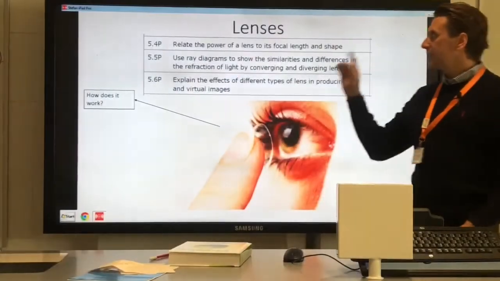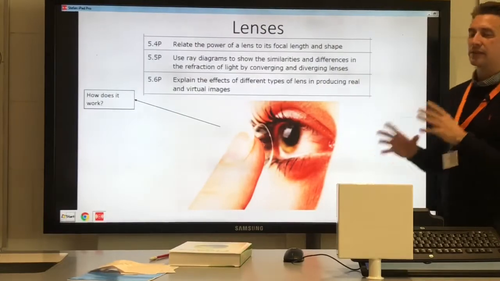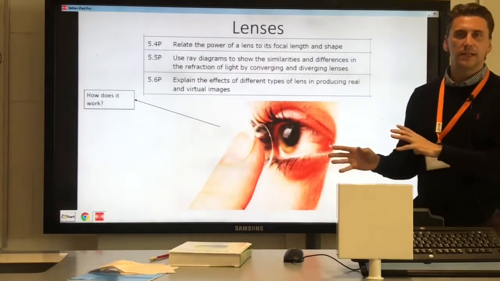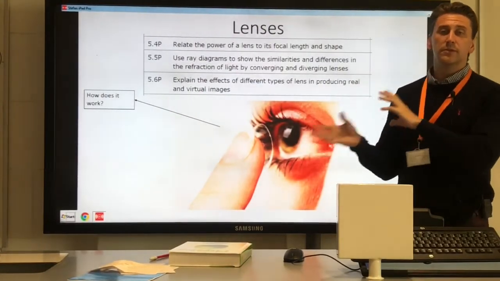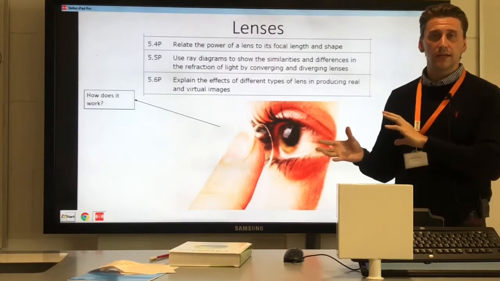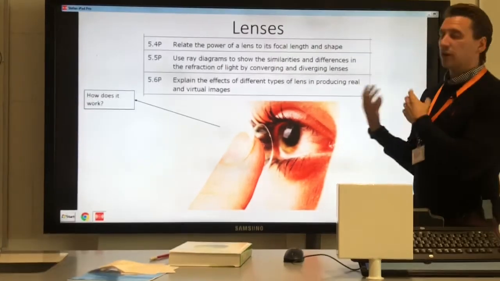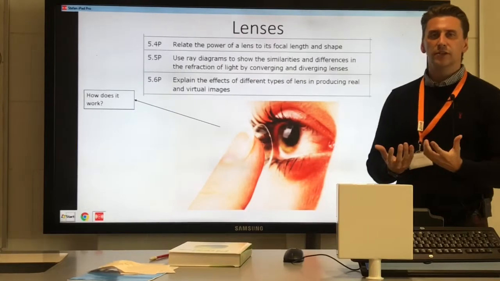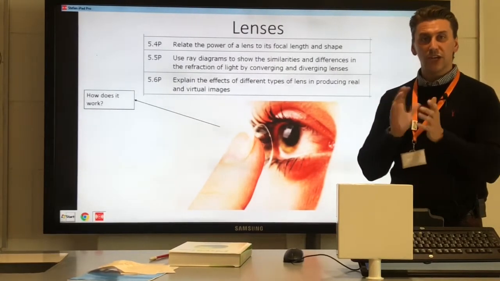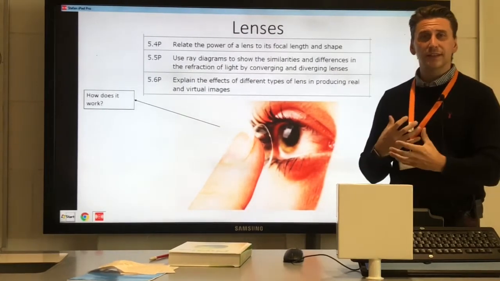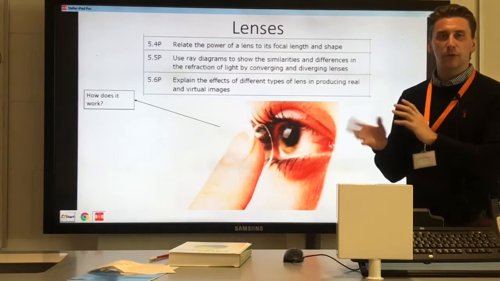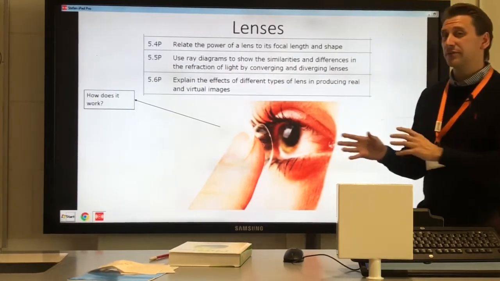Right, for 5C, which is lenses, we're going to look at the different types of lens. So obviously there are two types of lens, and we need to know what those two types are, what their names are, and what they do to light as light passes through. We're going to look at the power of a lens. So what is the definition of the power of a lens, and how we can change the power, and what that affects the image formed, or how that affects light that passes through.